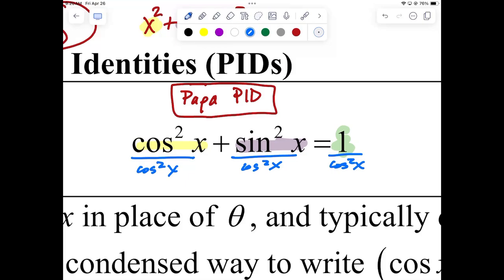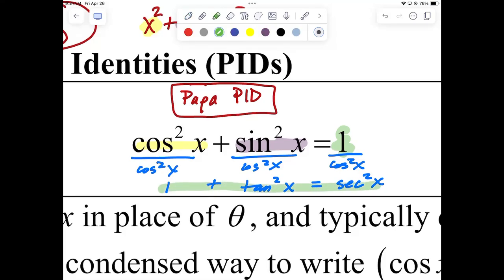All right, what's cosine squared divided by cosine squared? Cosine squared divided by cosine squared is 1. What's sine squared divided by cosine squared? Tangent squared. And what's 1 over cosine squared by the reciprocal identity? Yeah, secant squared. The reciprocal of cosine is secant, right? So notice we use the ratio identity on the second term, and we use the reciprocal identity on the third term. Guess what baby pid number 1 is?